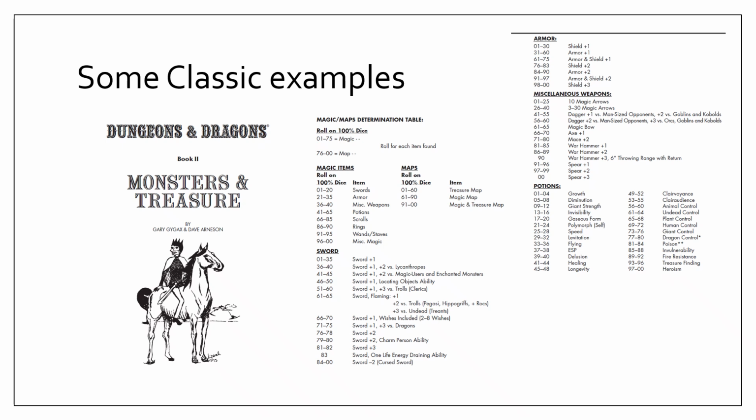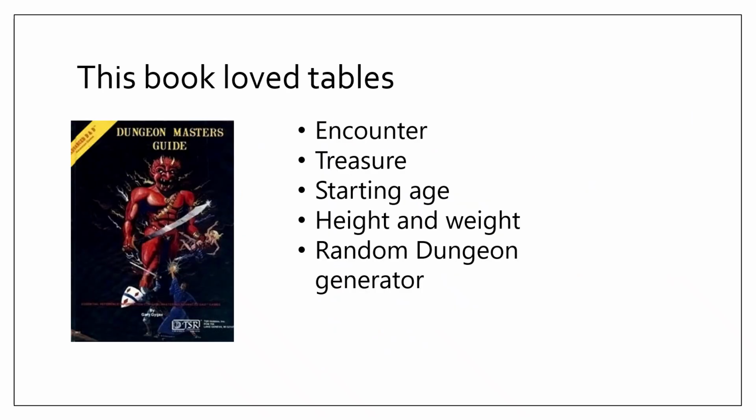Here you can see a random table for determining magic and maps that you might find in a treasure hoard. And this goes back to book 2 of that original white box set. For me, though, this was the book where I first got introduced to the random tables in Dungeons & Dragons.